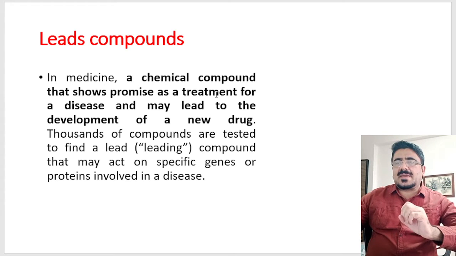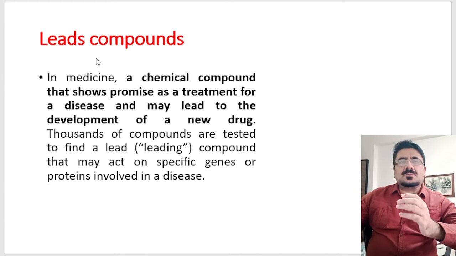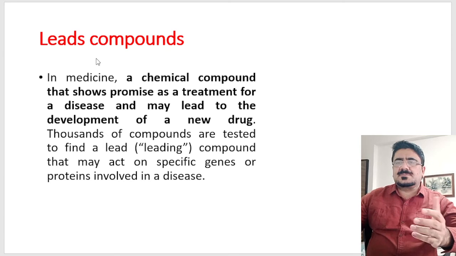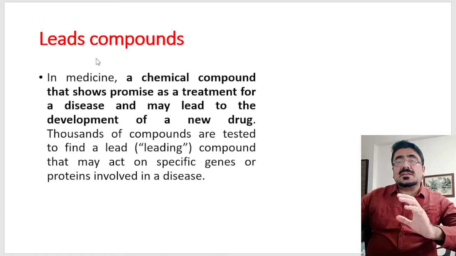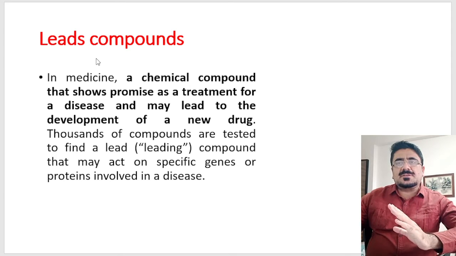In medicine, a lead compound is a chemical compound that shows promise as a treatment for a disease and may lead to the development of a new drug. Thousands of compounds are tested to find a lead compound that may act on specific genes or proteins involved in a disease. So from the millions and billions of compounds, we screen some specific compounds by using some parameters, which we will discuss in detail in coming lectures.